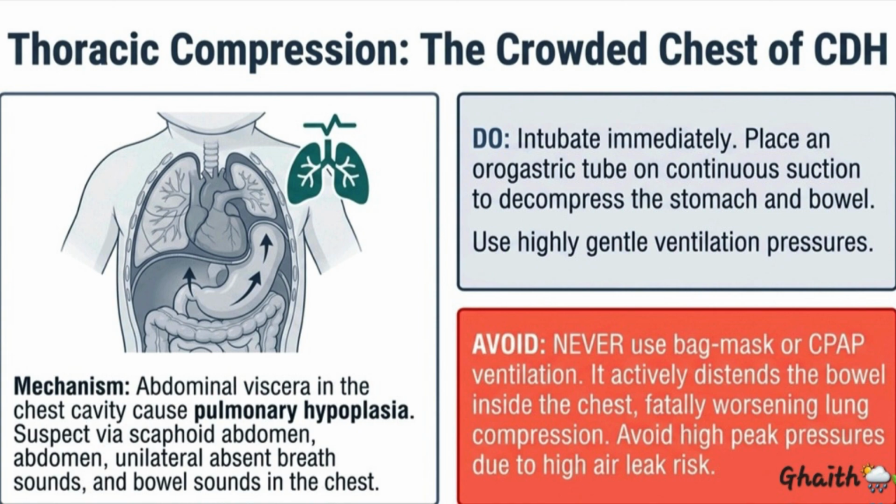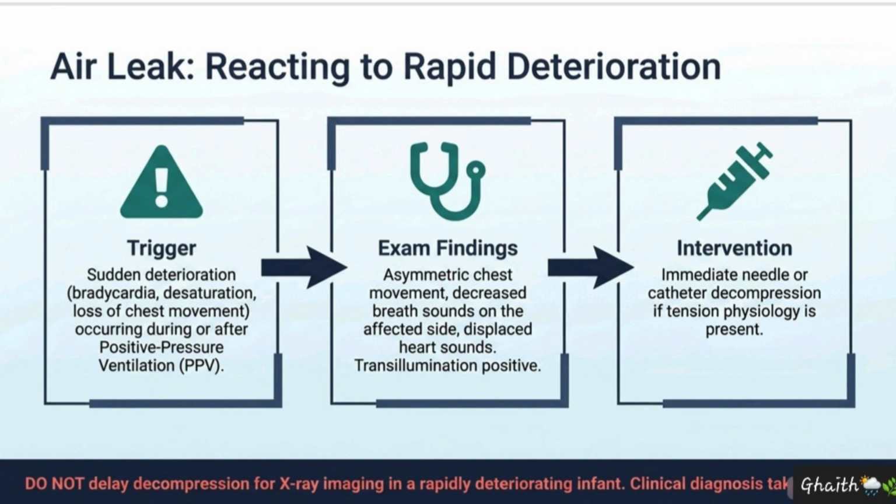If you know CDH is coming, go straight to the endotracheal tube. Pneumothorax doesn't usually announce itself in advance. It's a complication you react to, often during or immediately after positive pressure ventilation. The trigger is sudden deterioration, bradycardia, desaturation, or loss of chest movement occurring during or after PPV.